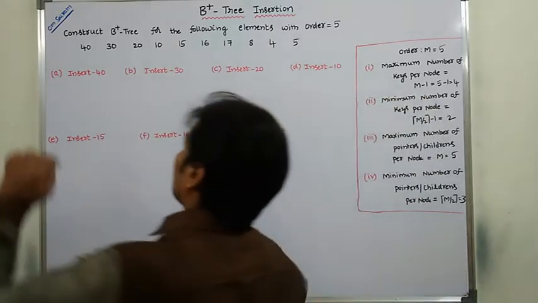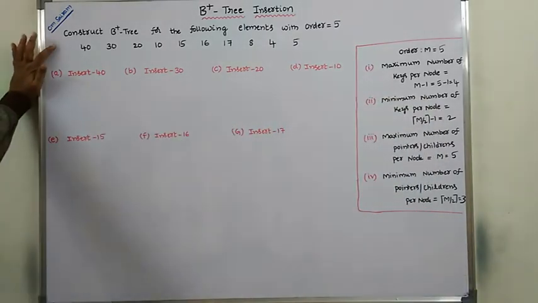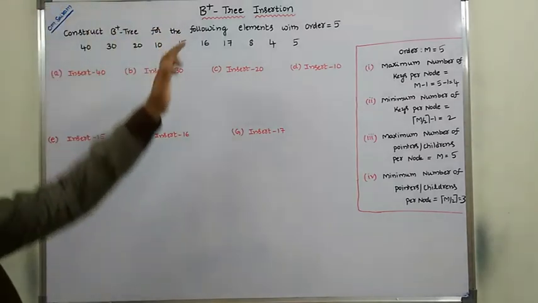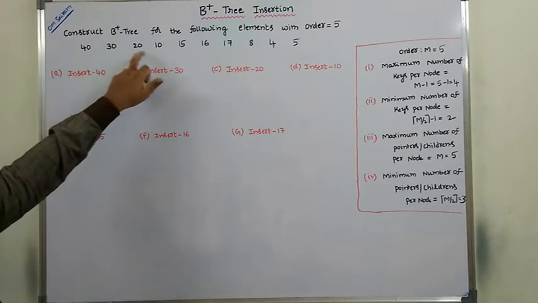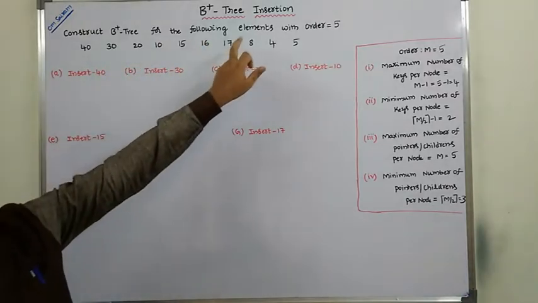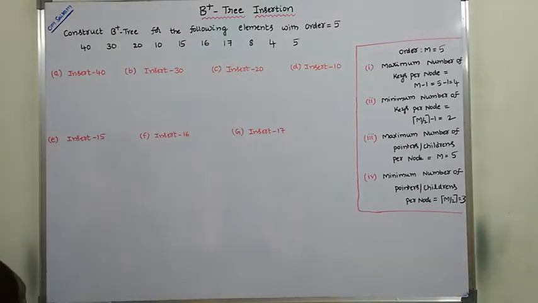Okay, so this is the given problem. Construct a B plus tree for the following elements with the order equal to 5: 40, 30, 20, 10, 15, 16, 17, 8, 4 and 5.